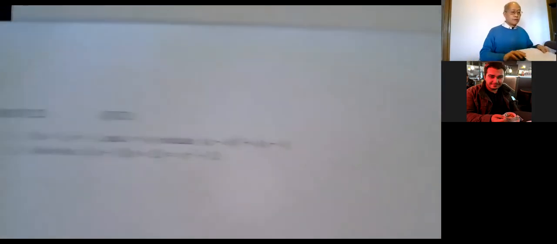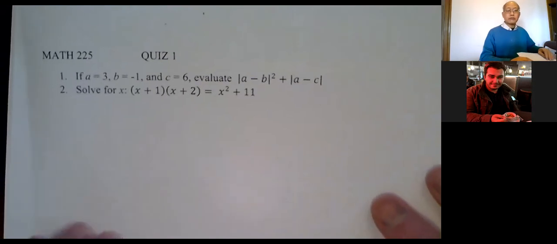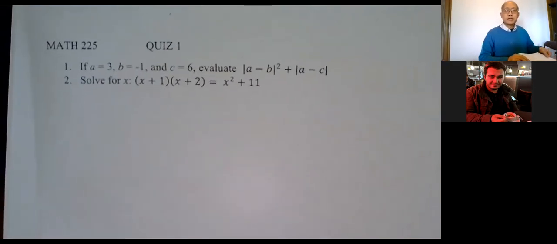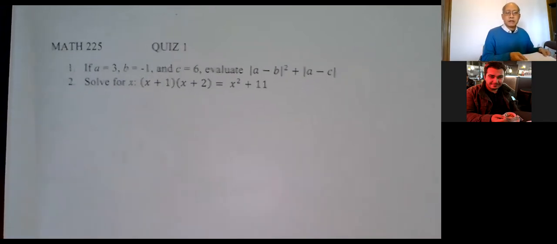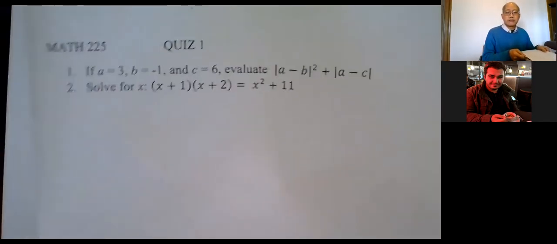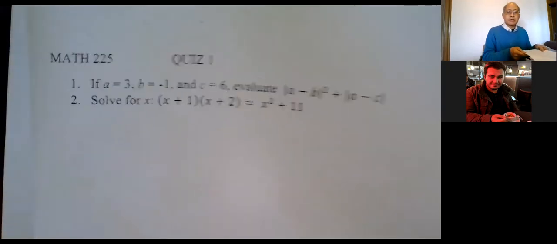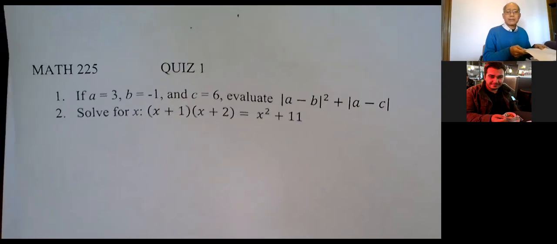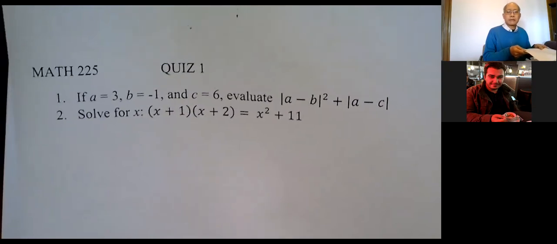All right, so here we go. Get your cell phone cameras out, or screenshot it. Here we are. I will also read it. You're given A is 3, B is -1, C is 6, and they want you to evaluate the absolute value of A minus B, squared, plus the absolute value of A minus C. I'll read it again. Let me try to raise it up. Sorry, I'm moving, but maybe it's focusing better this way, except the paper's curling on me. So A is 3, B is -1, C is 6. Find the absolute value of A minus B, squared, plus the absolute value of A minus C.